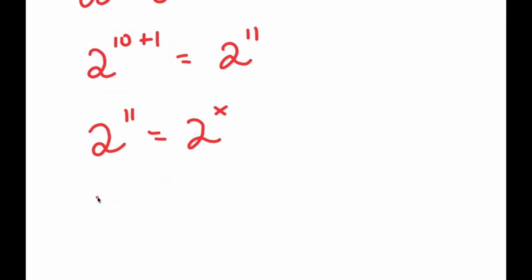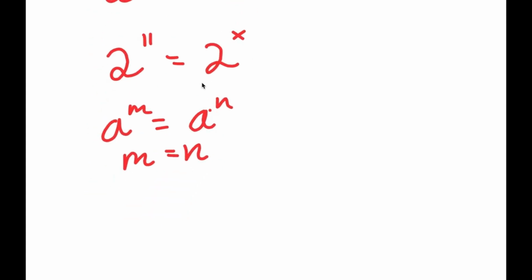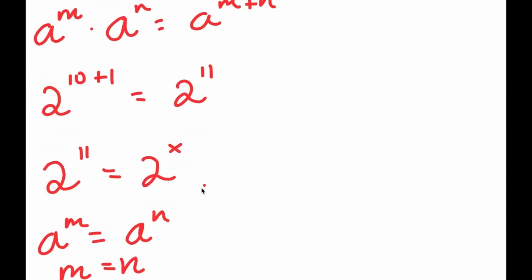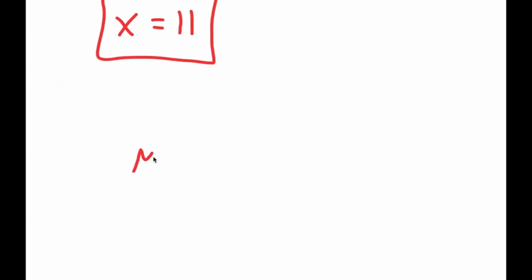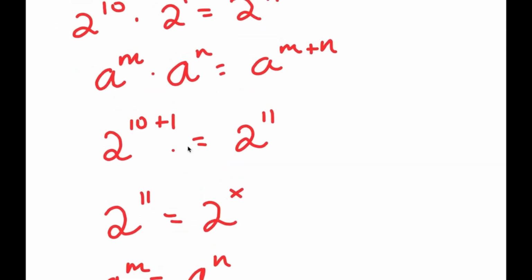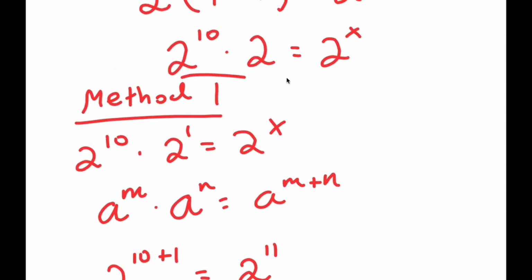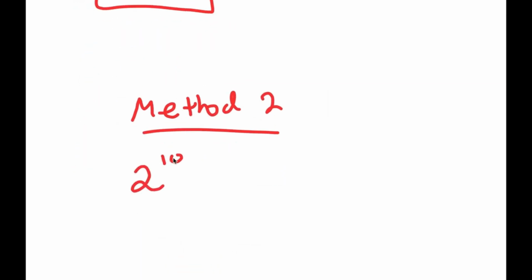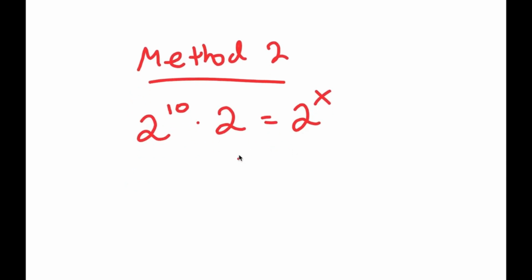And if I have something in the form a to the power of m is equal to a to the power of n, this means that m is equal to n. So in this case, x is equal to 11. Now, method 2 of solving the problem from this step right here. So I have 2 to the power of 10 times 2 is equal to 2 to the power of x.